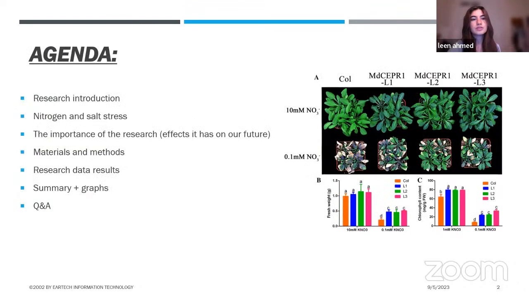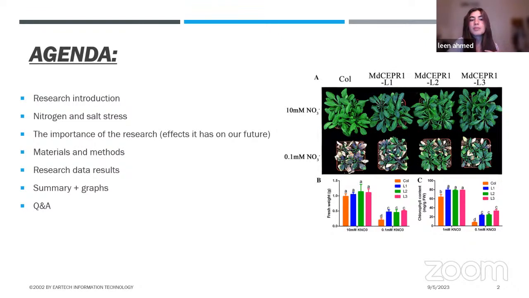Okay, first I want to go through the agenda, so how this presentation is going to go. I'm going to introduce the research in the beginning, and define a couple of terminologies that will be used to understand this research. And then I will be talking about nitrogen and salt stress, which is the stressful conditions that we put our plants under. It was nitrogen deficiency and excess of nitrogen. I'll be getting into more details about it.